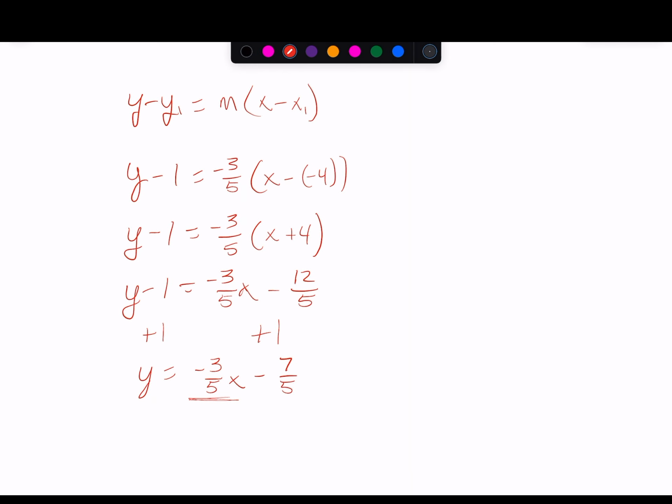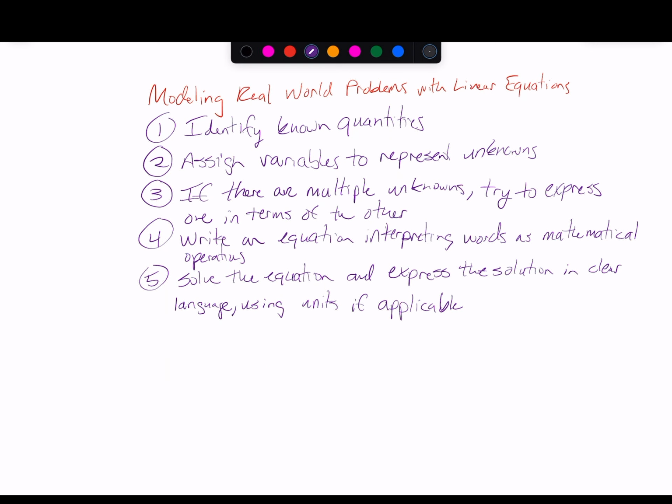And those are all the examples in section 2.2. We'll now move to modeling and doing applications with linear equations. If we want to model real-world problems with linear equations, we need to have a framework for solving those problems. So here are some steps that you can follow to model real-world problems with linear equations.